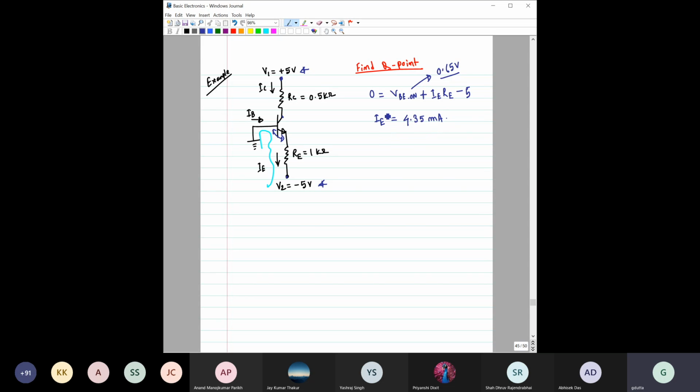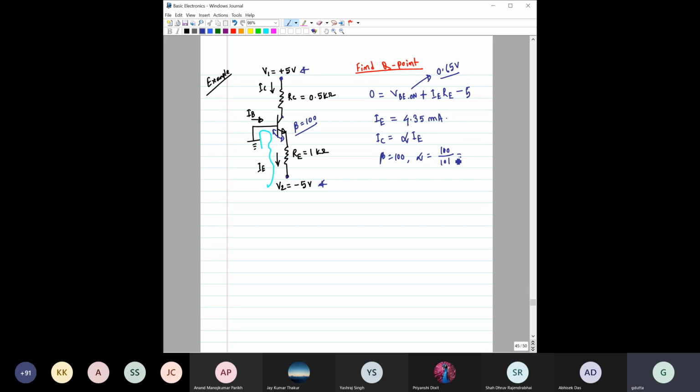Exactly. Now, if you know IE, then you have to find this IC. How can you find IC from IE? Alpha times IE. So this beta of the transistor has to be given, right? Say this beta of the transistor is given as 100. So if this beta is 100, what would be the value of alpha? Sir, 100 by 101. 100 by 101, right?